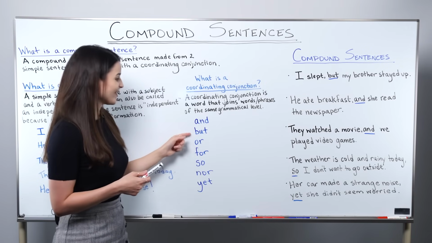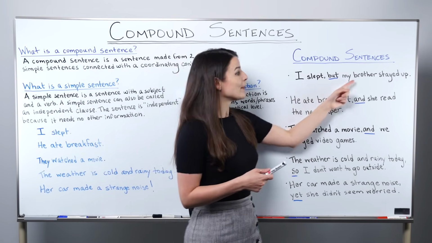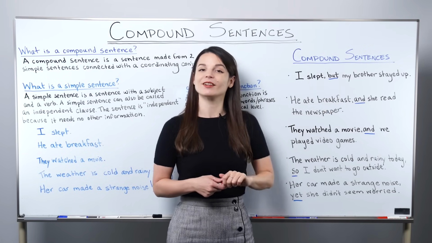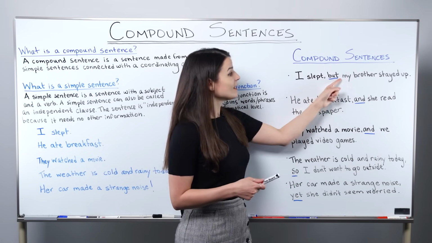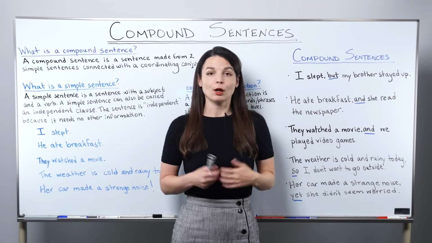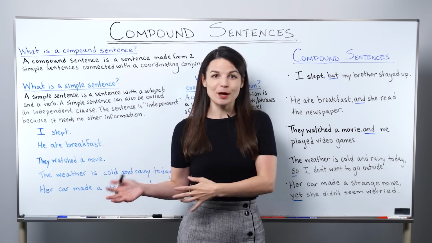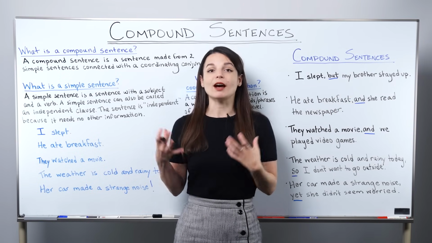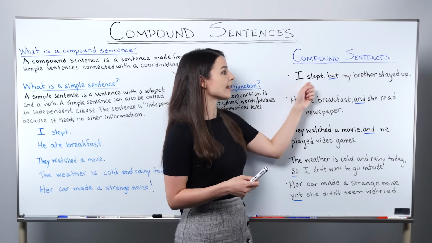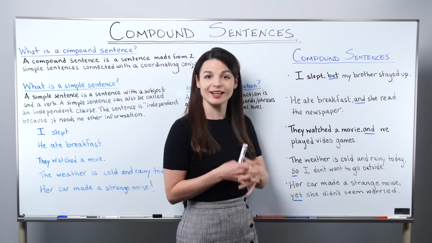But in this case, "but" is connecting the two ideas. My brother stayed up. So this part is also a simple sentence. We have a subject, my brother, and a verb, to stay up. So we have two simple sentences: I slept, my brother stayed up, and our coordinating conjunction connects the two.